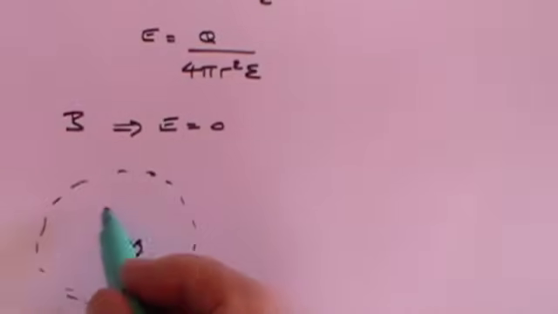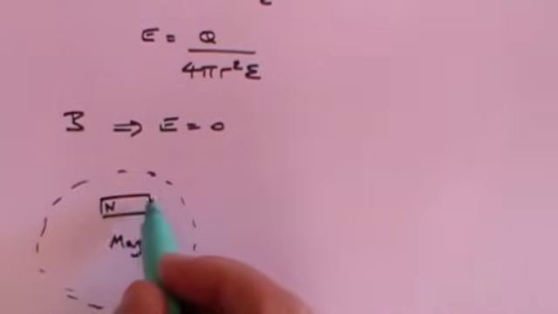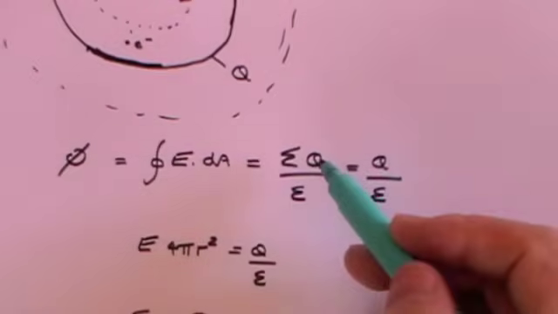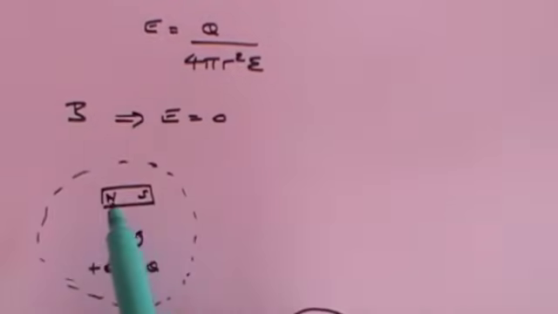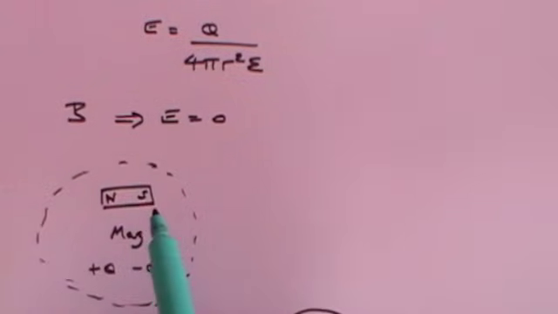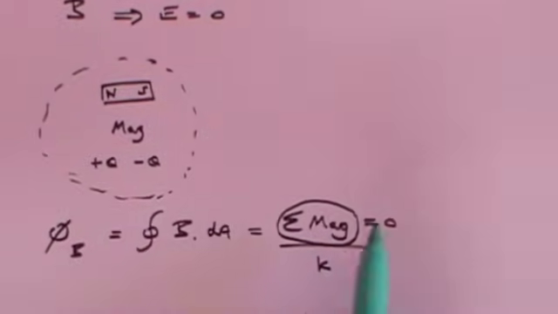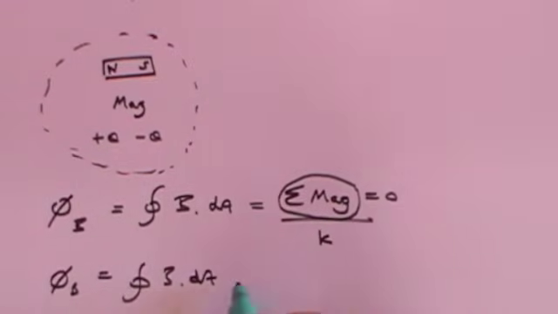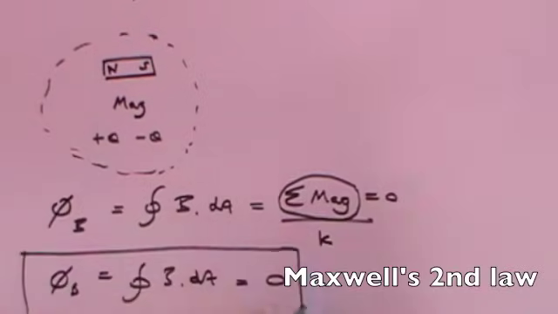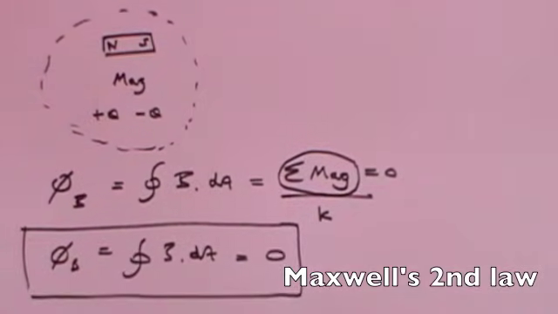If you put a magnet in here, it will have a North Pole and it will have a South Pole. And consequently, that's exactly the same in principle as having a plus Q and a minus Q. When you do the sigma, Q plus minus Q is 0. You will always have the same strength North Pole as you have the opposite strength South Pole. Consequently, this term will always be 0. So now you've got that phi b is equal to the integral of B dot dA, which equals 0. And that is Maxwell's second law.